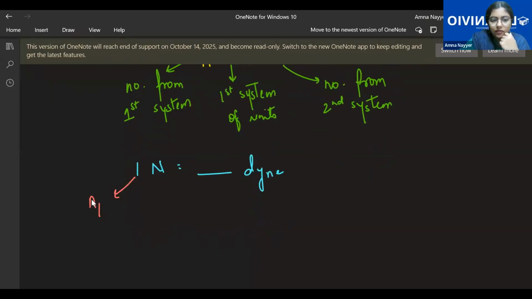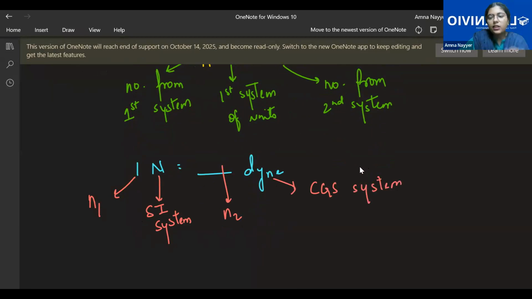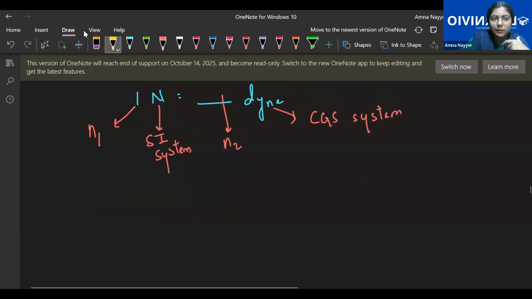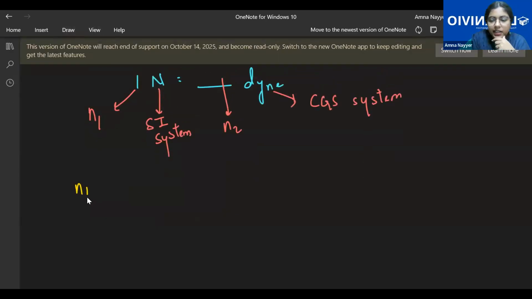So N1 means the number 1, and this is the SI system, your first system. N2 is missing here, the number you have to calculate. And dyne is the CGS system. N1U1 is equal to N2U2. But how are you going to apply it in case of dimensions? N1 is there, now you write the dimensions instead of the unit.